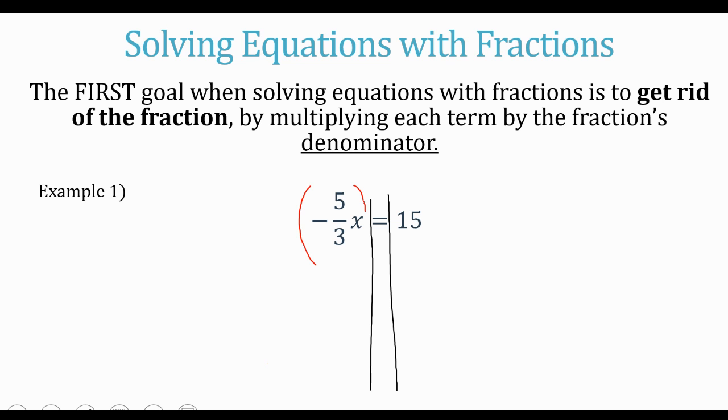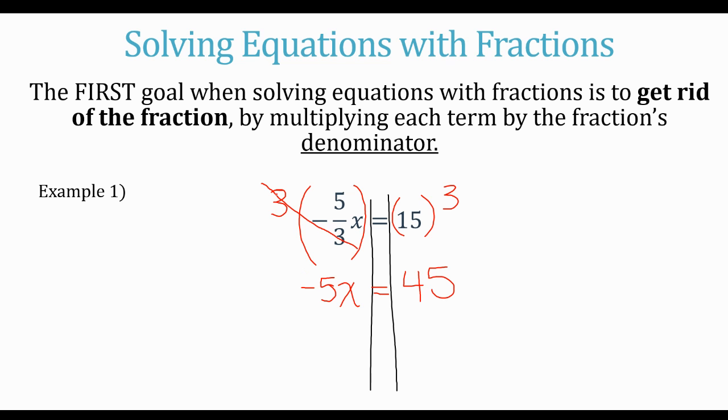So we're going to multiply this, and remember, this counts as one term. So we're going to multiply this whole term by 3. And then we're going to multiply over here by 3 also. Now, when we multiply a fraction by the denominator, that denominator cancels out because 3 divided by 3 is 1. So those are able to just cancel out. So then we're just left with negative 5x equals, and 15 times 3 is 45.